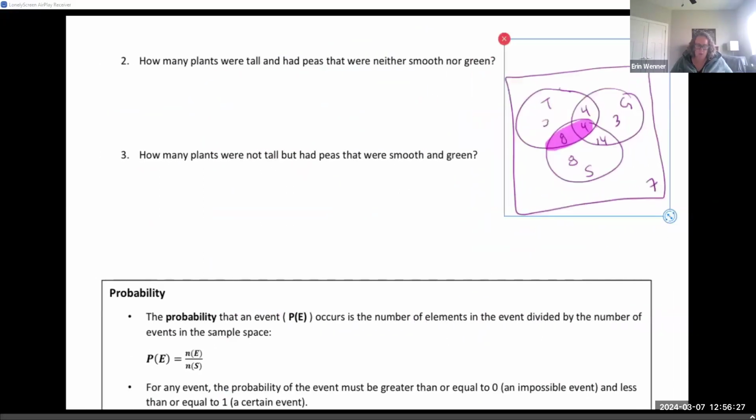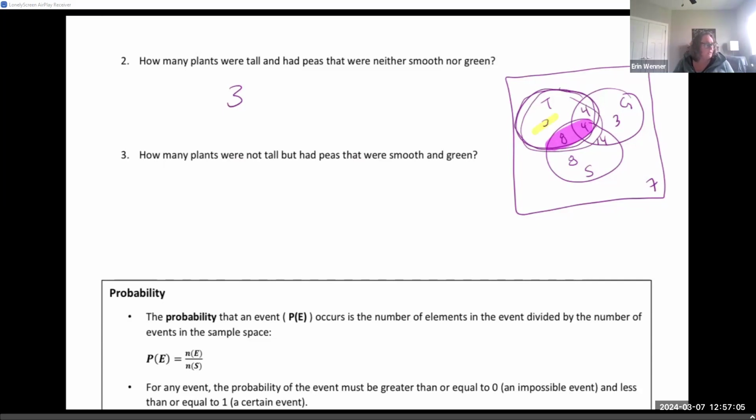Okay. Number 2 says, how many plants were tall and had peas that were neither smooth nor green? So they have to be tall, which means we first think about our circle right here, the whole tall circle, but they can't be smooth or green, which means we have to look outside of where the circles green and smooth are, which tells us we only have 3 here that are tall only, right? Because that tall only is that region where there's nothing else that's overlapping it.